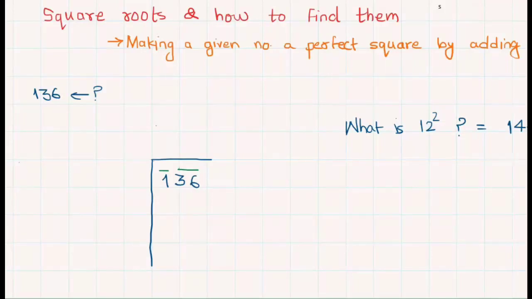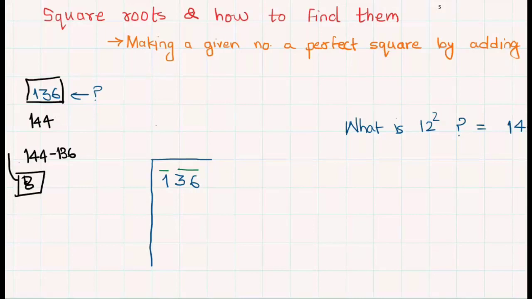Welcome back, students. We were on the chapter square and square roots. So in the last video I had asked you to work this problem out. What should be added to this given number so as to make it a perfect square? Now we know that the nearest perfect square greater than this number is 144. So we can easily find out that 144 minus 136, our answer is 8, should be added to this given number to make it a perfect square.